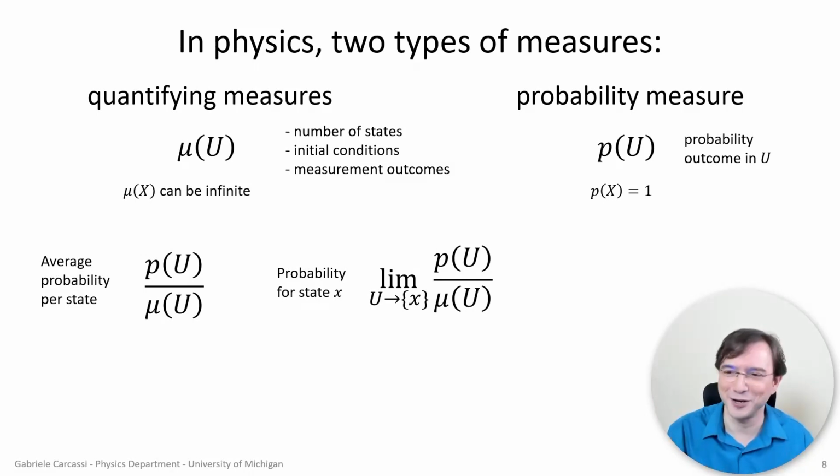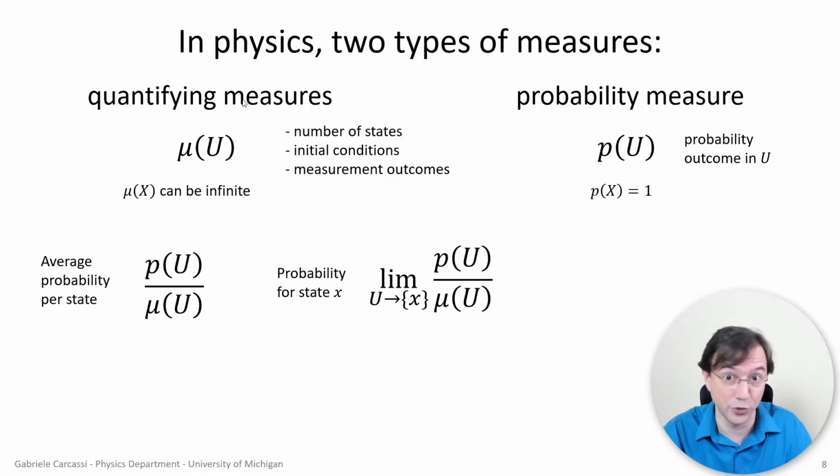150% probability does not exist. Now, the quantifying measure is another thing that we do, which is kind of what we were talking about before of the Liouville measure. We are trying to count the number of states that are in phase space.